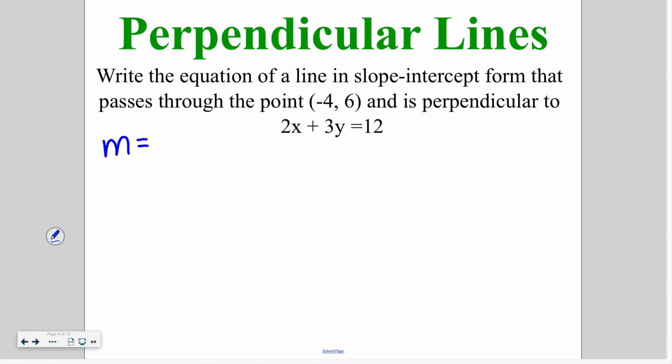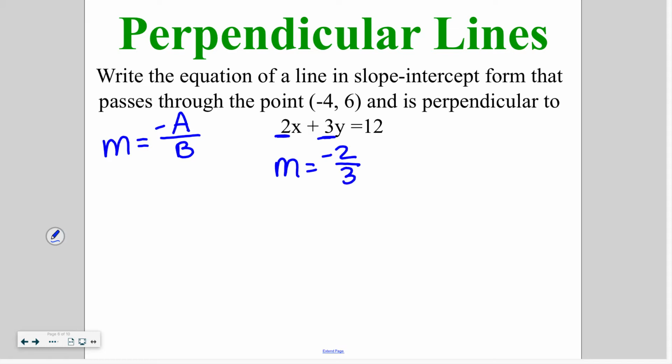That shortcut is taking the negative a, so the negative of what's in front of x, and putting it over b, which is what's in front of y. So if we're taking the shortcut method here, looking at this equation, a is 2 and b is 3. So our slope, using the shortcut, is -2 over 3.